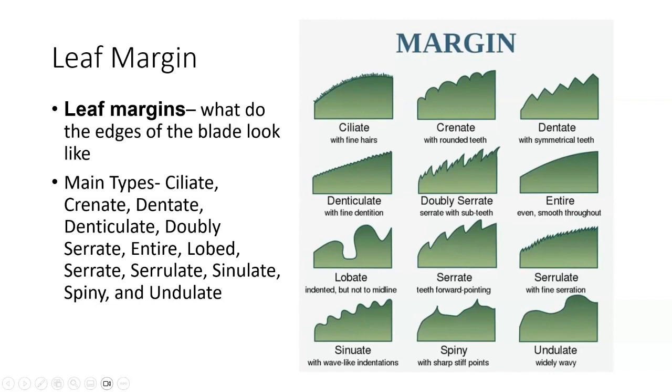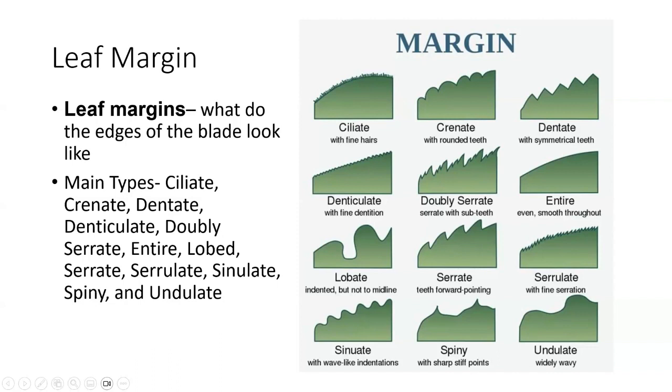Dentate looks like little teeth. Doubly serrated is where they're going to have very sharp teeth, often very forward pointing. Then we have sinuate and spiny. A good example of spiny would be holly plants. And then of course undulate means that they have a wide wavy margin.